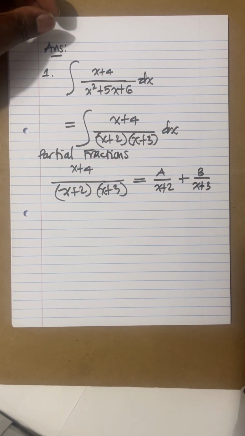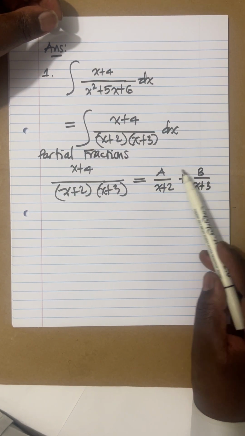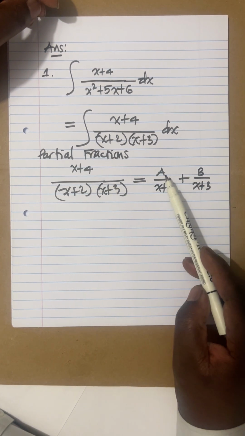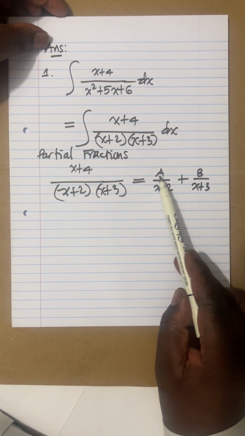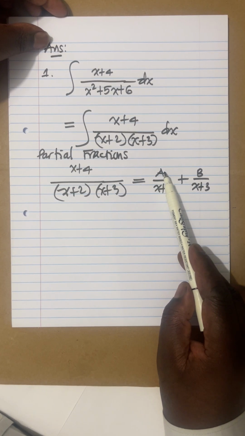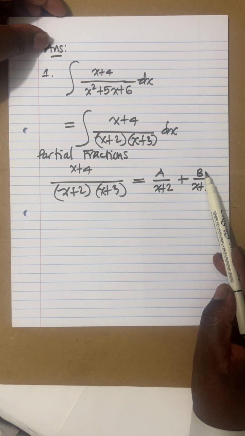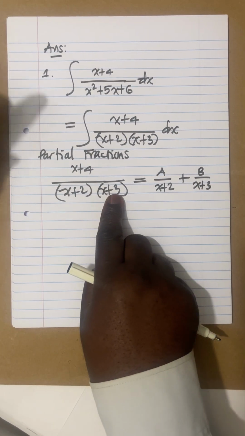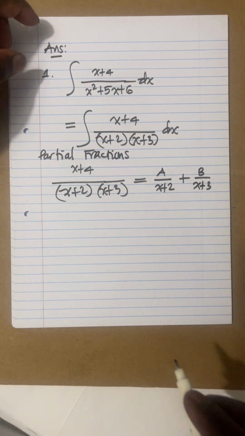Now I must say here that if you have a linear term there, you must have a constant term as a numerator. If you have a quadratic term, you will see in the next example, this part is quadratic, the numerator here is going to be a linear function of the form Ax plus B. And then here I would have Cx plus D. You'll see it in the next example. But in this case, both this one and this one are linear. So you must have constants there as numerators, separating them like that.